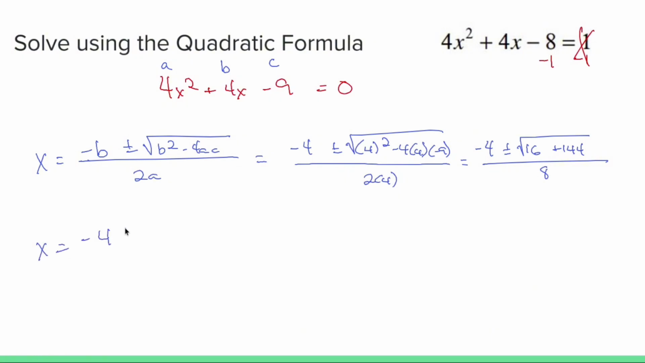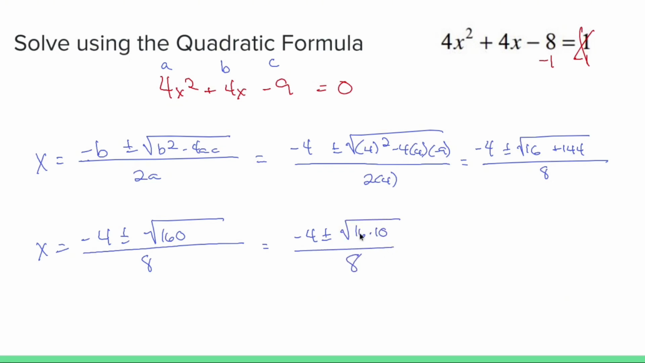So negative 4 plus or minus the square root of, what is that, 160? Yeah, look at that. All over 8. Now, 160 is the same thing as 16 times 10, all over 8. The square root of 16 is 4. So this simplifies out to negative 4 plus or minus 4 times the square root of 10 all over 8.